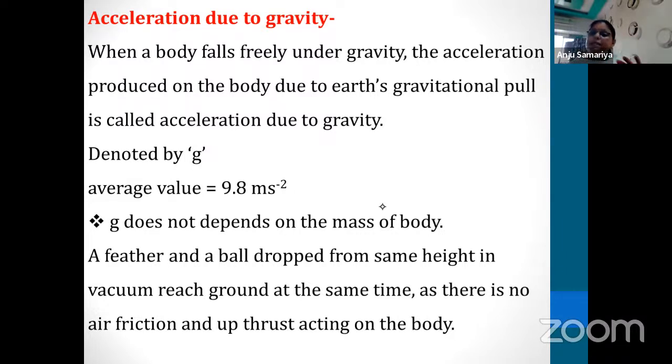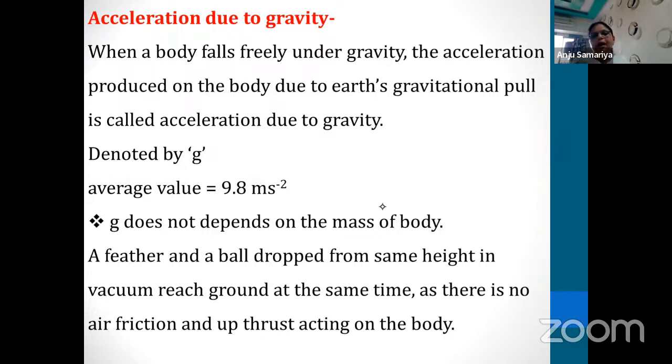But acceleration due to gravity is independent of the mass. It makes no difference whether the body is heavy or light. This is shown by an experiment where a feather and a ball are dropped from the same height in vacuum. They fall down at the same time. But if we do it in the atmosphere, not in vacuum, the feather will float and come down slowly, whereas the ball will come faster, because here another factor is acting, that is the upthrust. And that we are going to study in chapter 5.